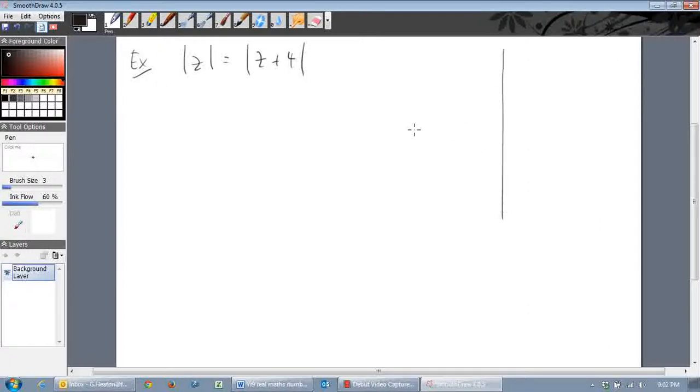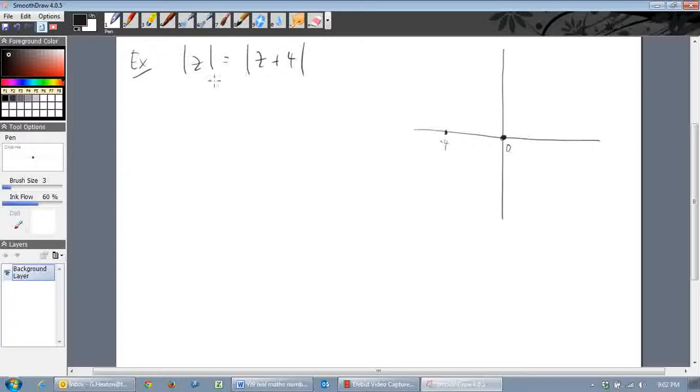Let's have a think about this. What this is saying is the distance of z to 0, remember modulus of z means how far is it from 0, the distance from z to 0 is equal to the distance of z to -4. Sorry, z minus negative 4, so negative 4 is here, okay, so there's negative 4, and here's 0.